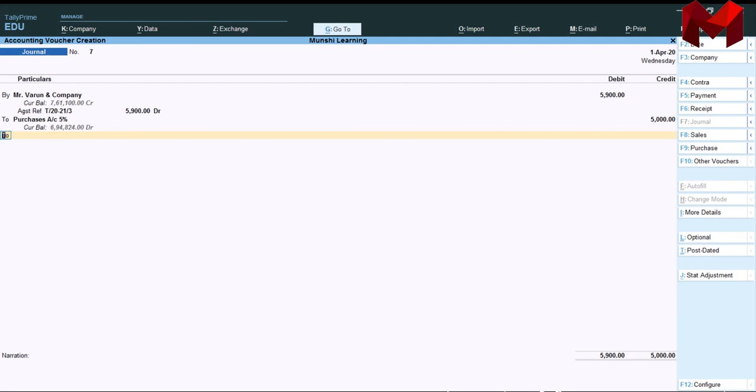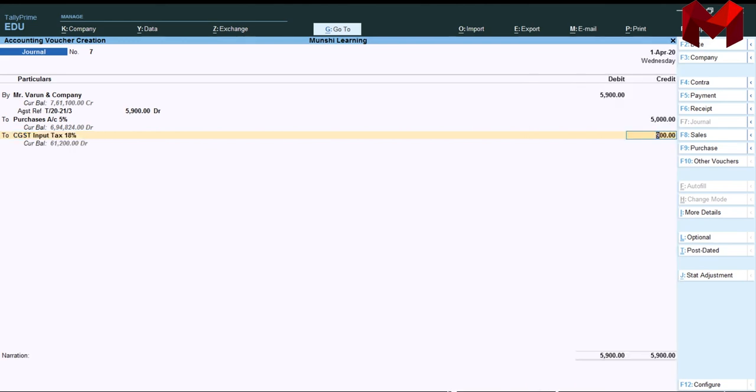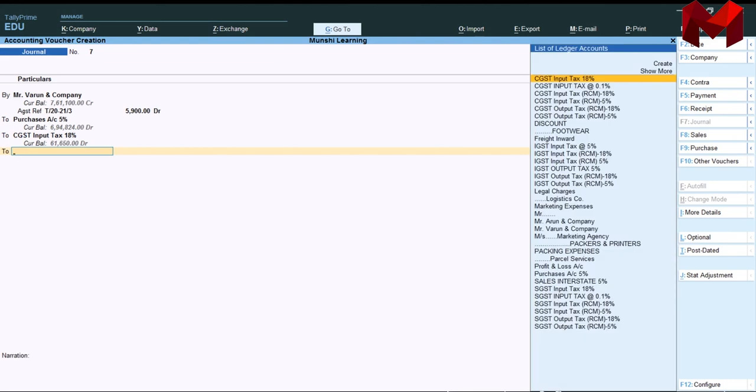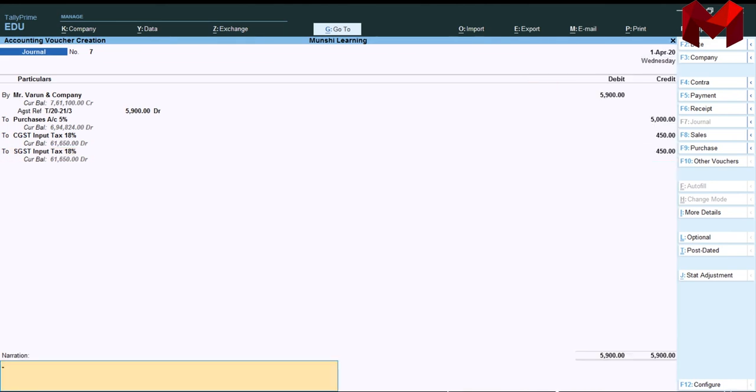That is 10,000 pieces at the rate of 50 paisa per piece. The rate was 65 earlier, but that was written by mistake. The amount in actual was 64.50. So we are issuing a debit note of 50 paisa, to CGST input tax 18%, 450, and SGST input tax 18%, 450.